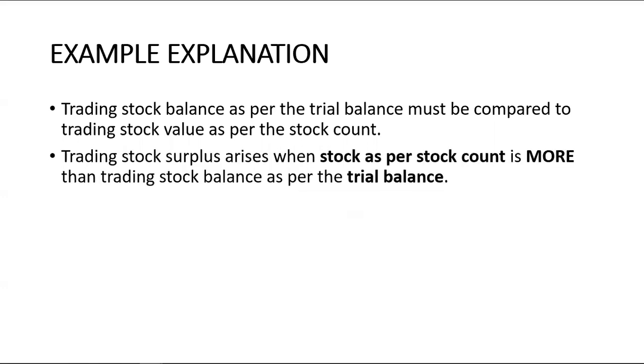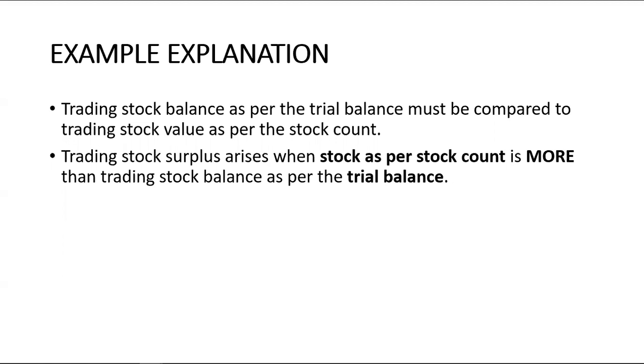In essence, what this simply says is that if my trading stock in the trial balance, like it is in this case, actually it's not the case here, is 12 Rand, and what I've counted is 14 Rand, which one is accurate? Is it the 12 Rand I have in the trial balance, or is it the 14 Rand that I have counted?